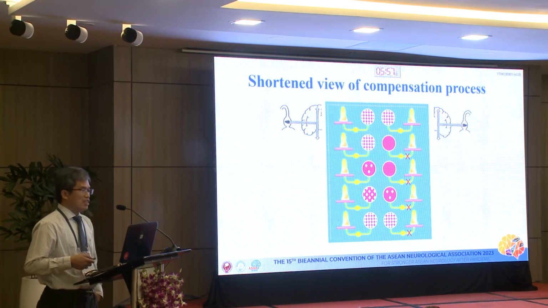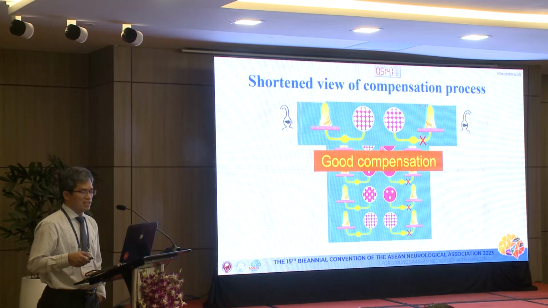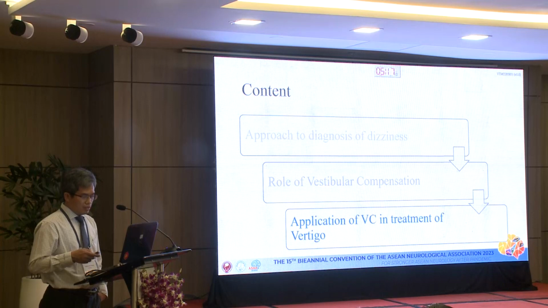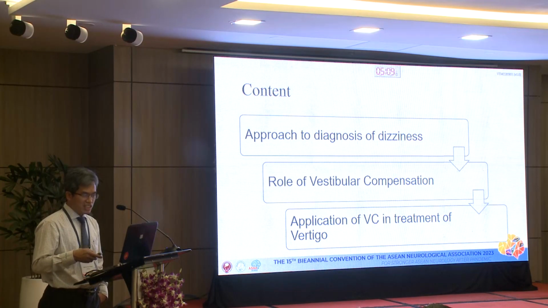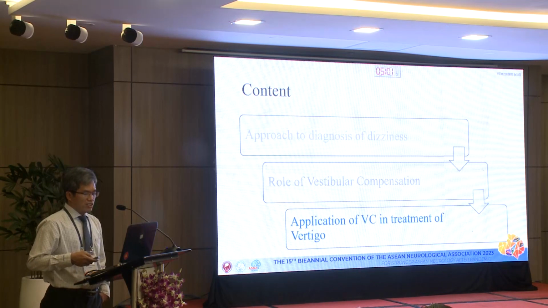And here we can see the overall view of the compensation process. What I want to say here is that if we have very good compensation, we will reach a situation where there is a very well balanced state between the two sides. But when we have something that inhibits the vestibular system, we will still have compensation, but at a very low level. At this time we can have reduced symptoms of vertigo, but the balance is poor, so the patient is easy to fall. So in application for the treatment, what should we do?